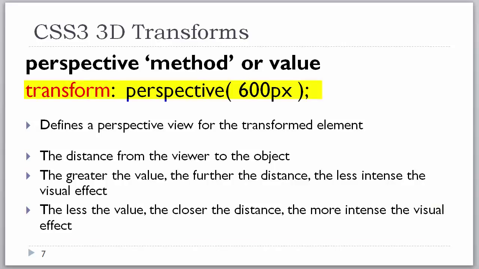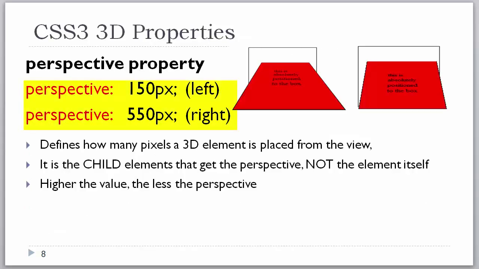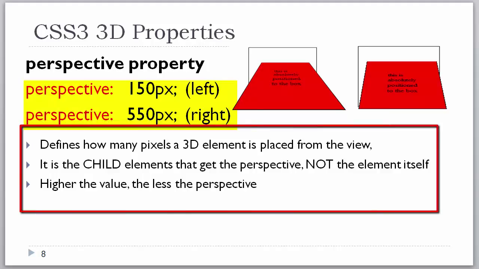Alright, so this perspective exists as a method or value of the transform property. We also have a perspective property, where you can set a value. So here we see perspective set to 150 pixels, and that is the left image. Notice how there is more perspective, more different distance in the red block to its original enclosing container. The second line of code, perspective 550 pixels, is the right image. Notice how it is less intense and it's closer to the box. So the shorter the perspective, the more intense it is.